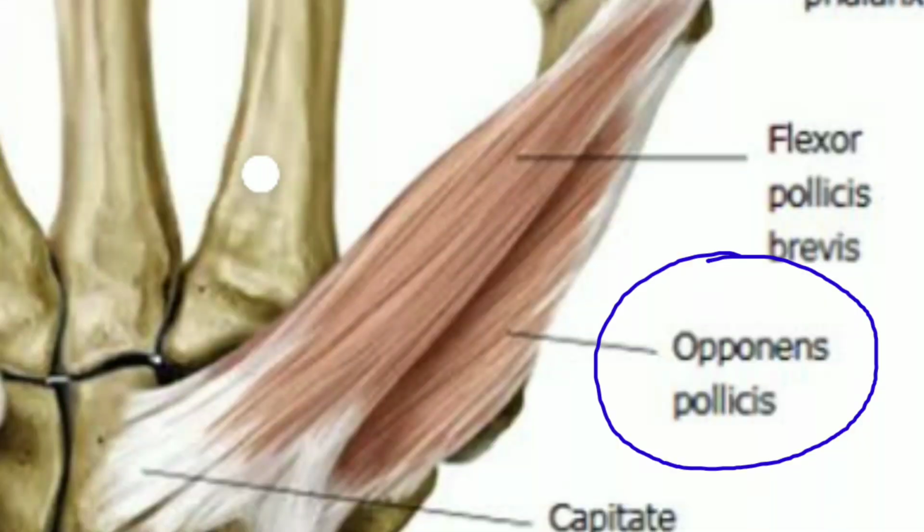Now we're moving to the next muscle, opponens pollicis. I'm giving you the next clue: opponens is alone, so it has only one origin, the flexor retinaculum. It is inserted into the lateral one-third of the palmar surface of the first metacarpal.